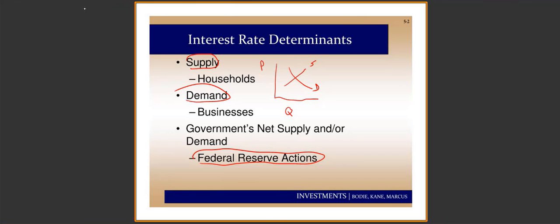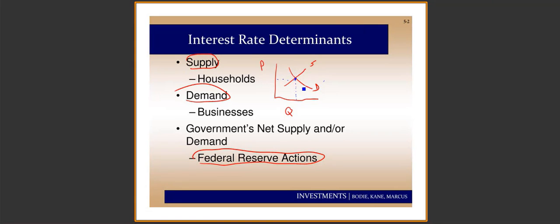Okay? Well, so we know that the equilibrium occurs, as with a normal good, when the supply curve and the demand curve cross. At this particular point here, at this quantity, the suppliers will supply that much money at that price, and the demanders will demand that much money at that price.